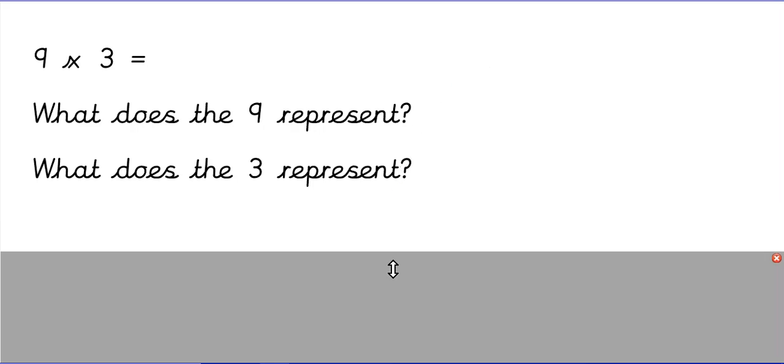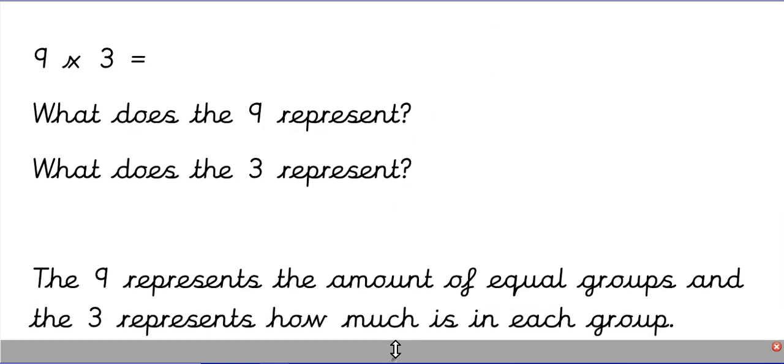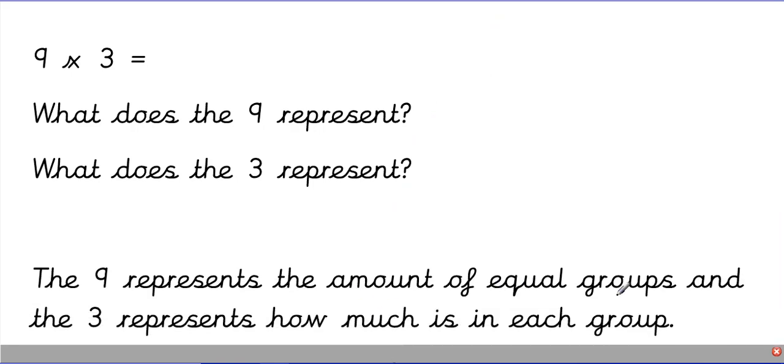Okay, let's have a look then. So the nine represents the amount of equal groups, and the three represents how much is in each group. So you've got nine groups with three in each.